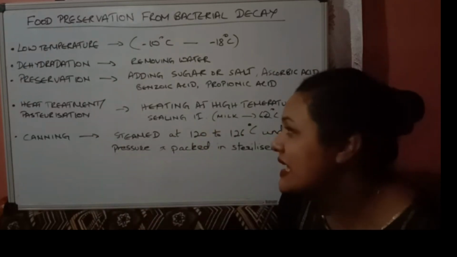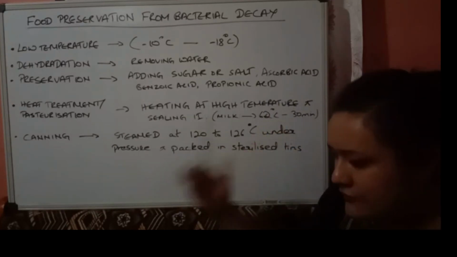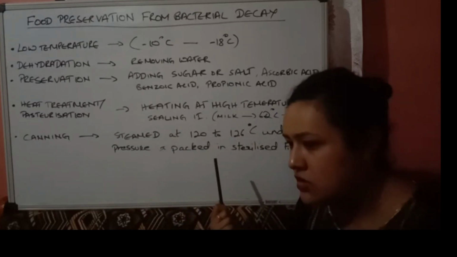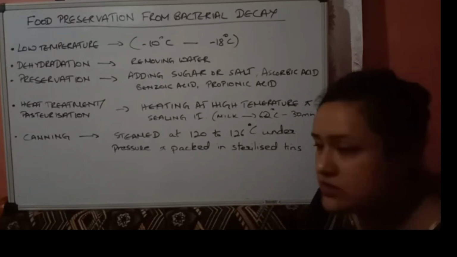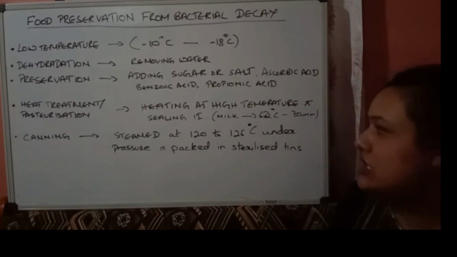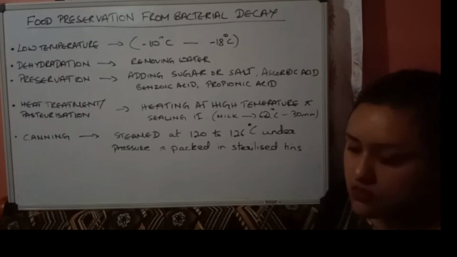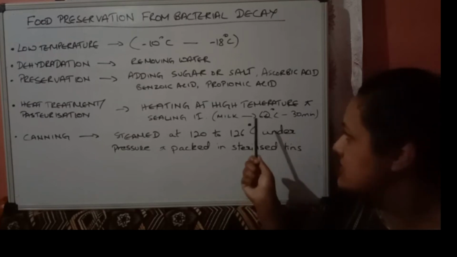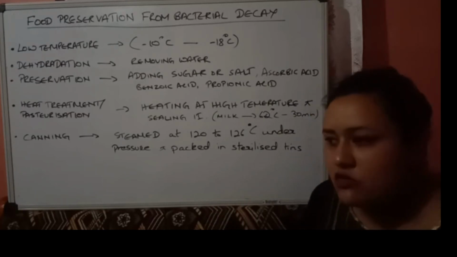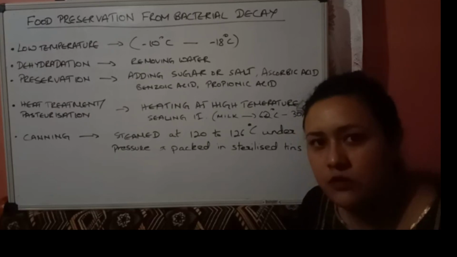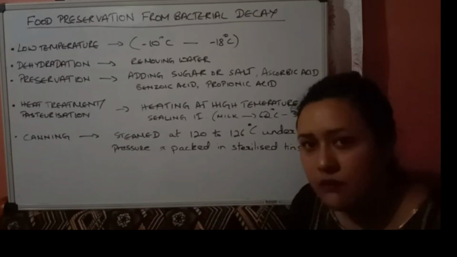The fourth one is heat treatment, or pasteurization, as we can call it here. The food can be heated at a very high temperature. Usually milk is preserved this way, and after that we can seal it or can it. Milk is usually heated at a high temperature, 62 degrees Celsius, for at least 30 minutes. We need to boil it properly. So when you bring milk home also, you need to boil it properly such that the bacteria are completely killed. That is known as heat treatment or pasteurization.